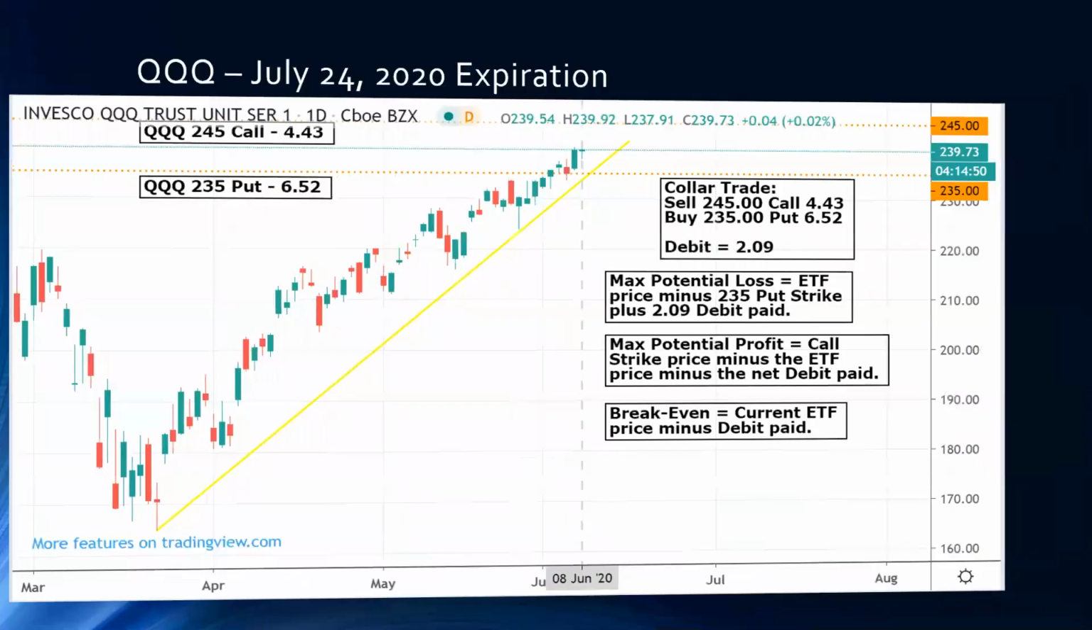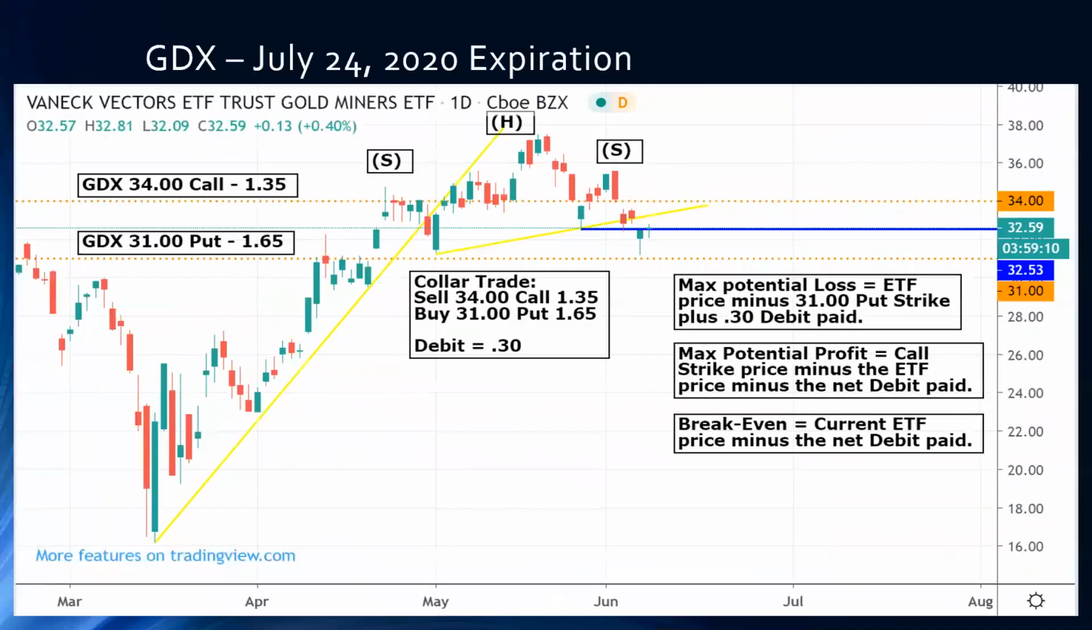So let's go to our next ETF, which is the GDX VanEck Vectors Gold Miners ETF. Now, this is a pretty interesting trade to look at here. When we made this slide, we looked at the calls and the puts, and I'm thinking, okay, the call has to be above the market, the put has to be below the market. So ironically, the low from the prior session was right above this $31 put. So I used that as the base.